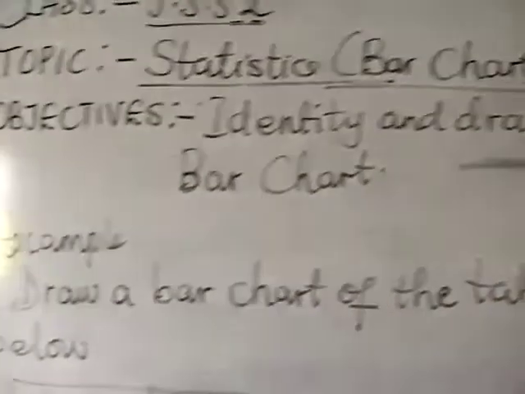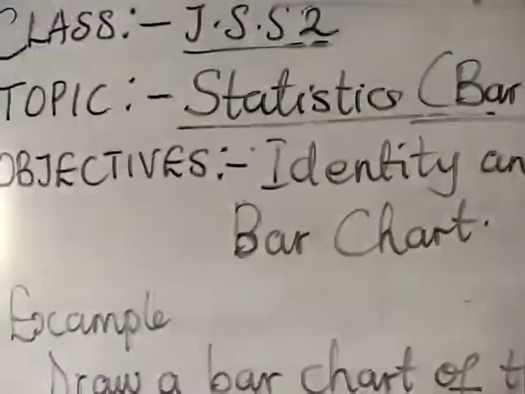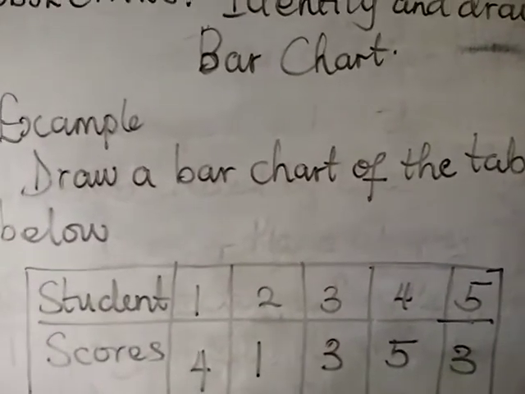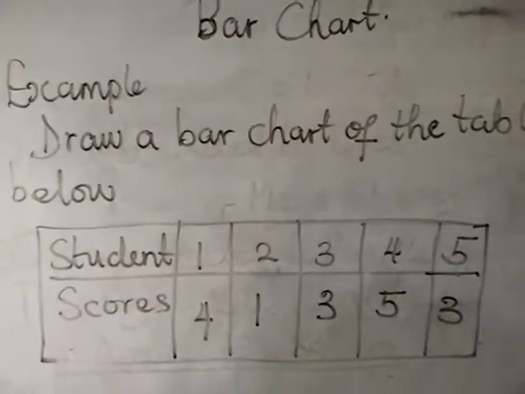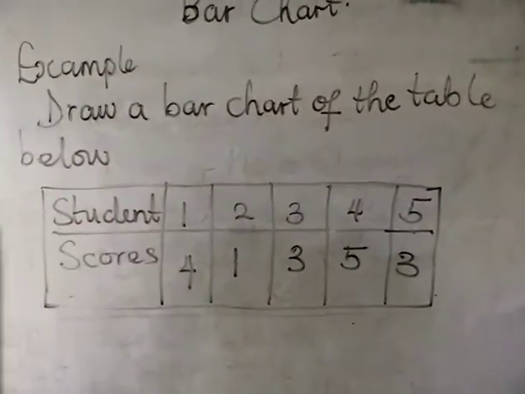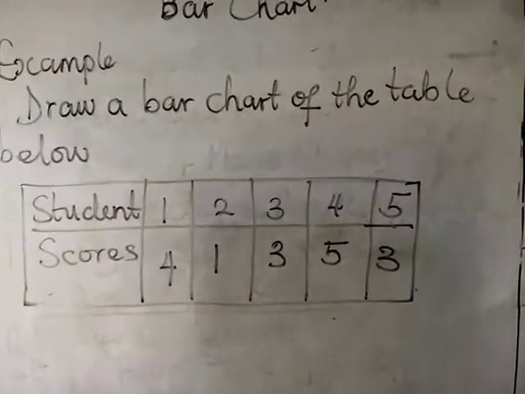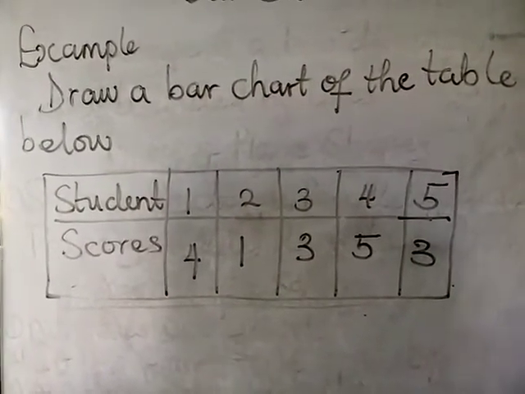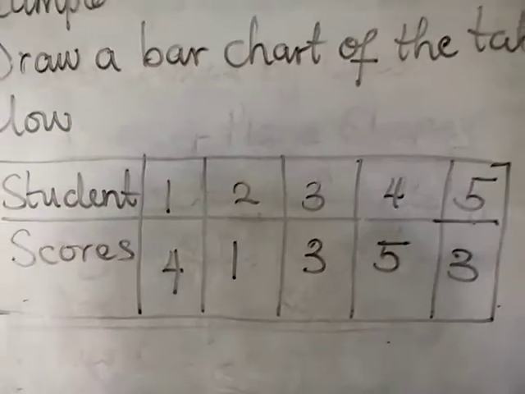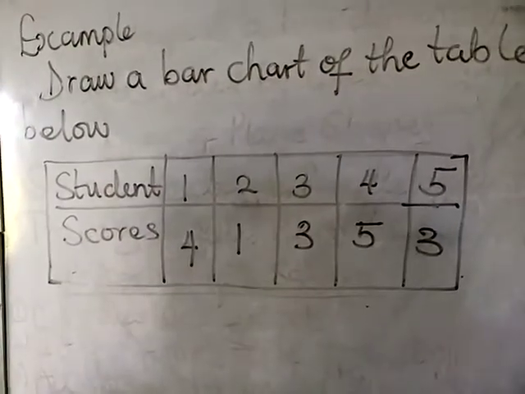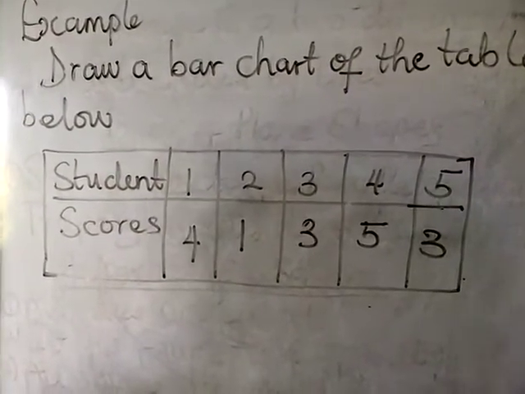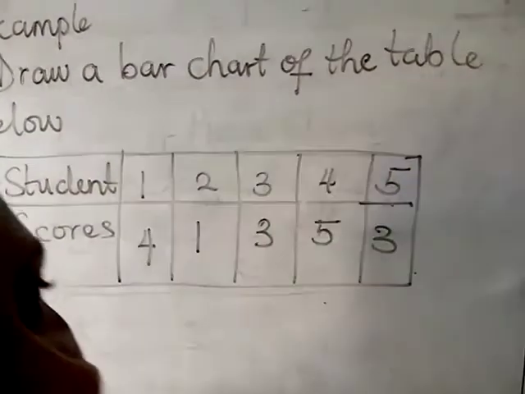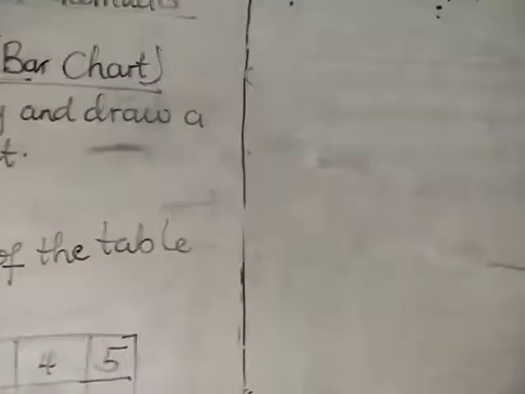Now, for example, I'm told to draw a bar chart of the table below. How do I put the table below on a bar chart? First and foremost, I want us to get our paper ready. Are we ready with our paper? It's very important that when we are drawing a bar chart, we cannot use a pen, but we are going to use a pencil. Are you ready with your pencil right now? Thank you very much. So we are now going to practice how to draw a bar chart.